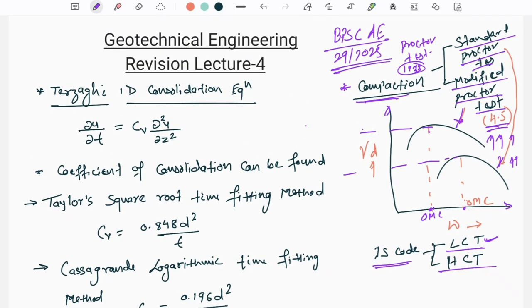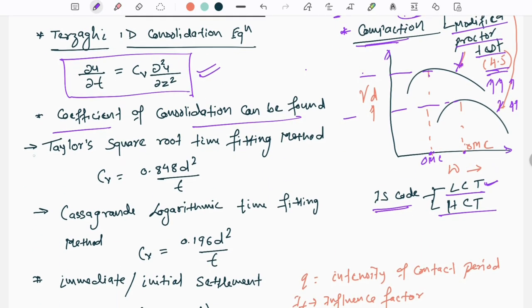Now come to consolidation. Terzaghi gave the one dimensional consolidation equation. This is many times asked directly in the objective exam. There is a relation given by Terzaghi: del u by del t is equal to Cv del square u by del z square, where Cv is the coefficient of consolidation, and the coefficient of consolidation can be found by Taylor's square root fitting method and the Casagrande logarithmic time fitting method. Sometimes in objectives this relationship is directly asked in the exam.